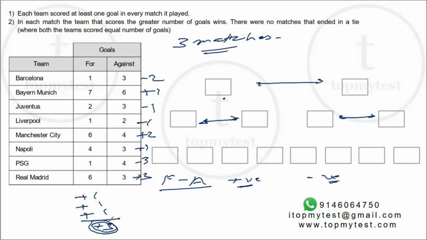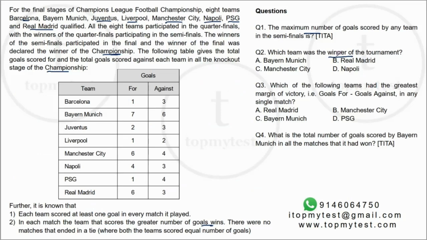Now we already know that Real Madrid has to be the winner. Why? Because Real Madrid is the only team which has a goal difference of 3 or more. All the other teams have a goal difference of less than 3. So you can straight away say Real Madrid won the tournament. Very happy because Real Madrid is my team. We can also answer one of the questions: who was the winner of the tournament? Option B is your correct choice.